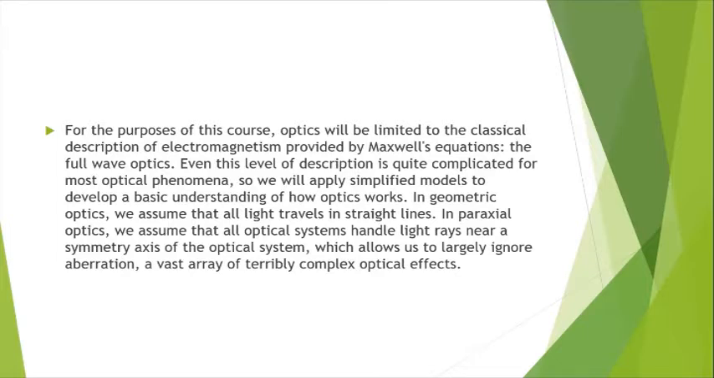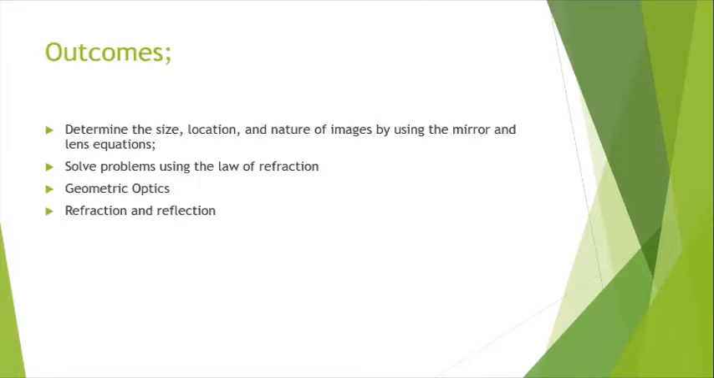In geometric optics, we assume that all light travels in straight lines, and in paraxial optics, we assume that all optical systems handle light rays near a symmetry axis of the optical system, which allows us to largely ignore variations and a vast array of terribly complex optical effects. Okay, that is the optics.